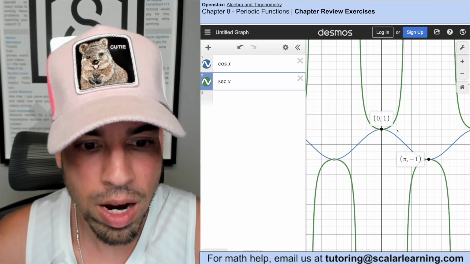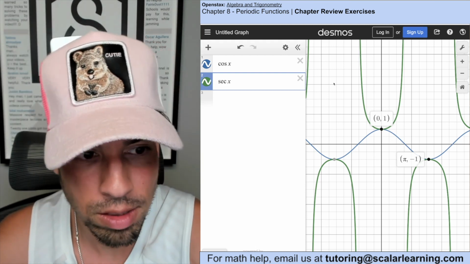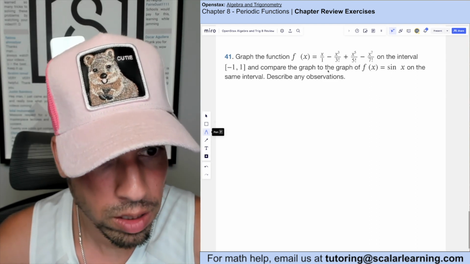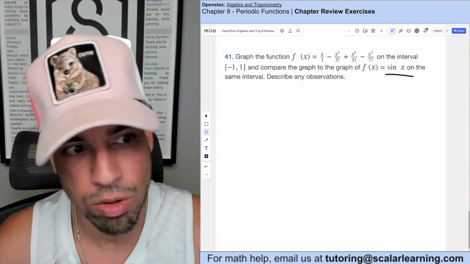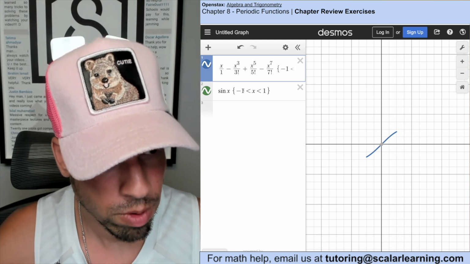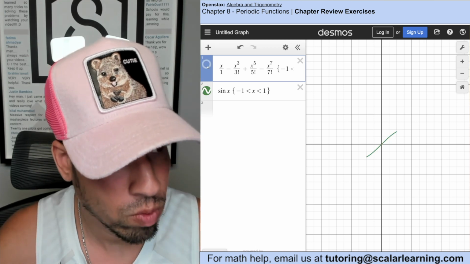Lastly, both of these graphs seem to be even functions, meaning they're symmetric about the y-axis. I'm going to graph both of these functions on the interval from -1 to 1, and then we're going to compare it to the graph of sine of x. So let's do that now in Desmos. I graphed both of these with the restriction from -1 to 1, and you see they both overlap each other. You can see that they're right on top of each other.